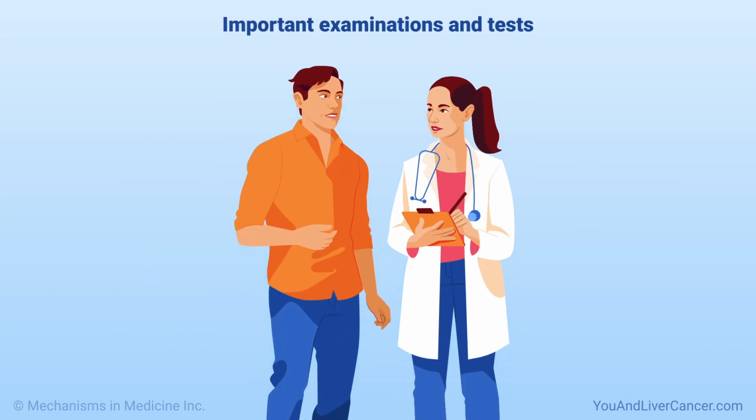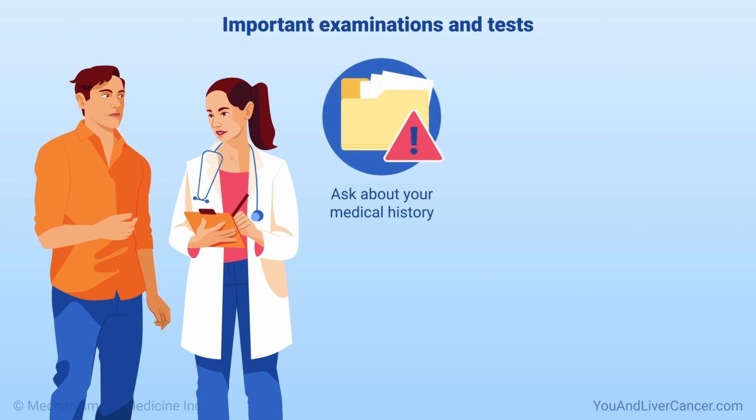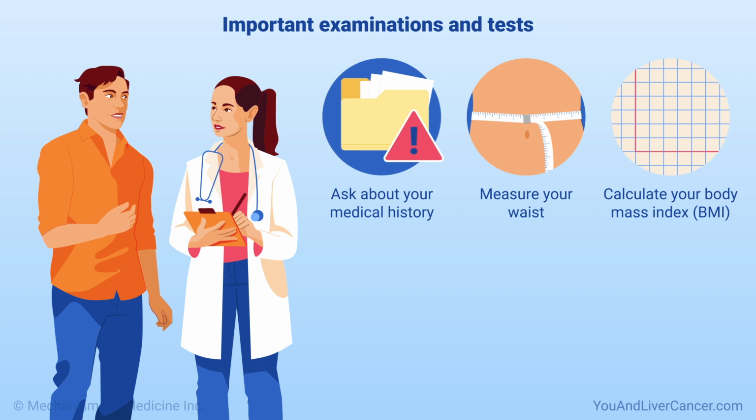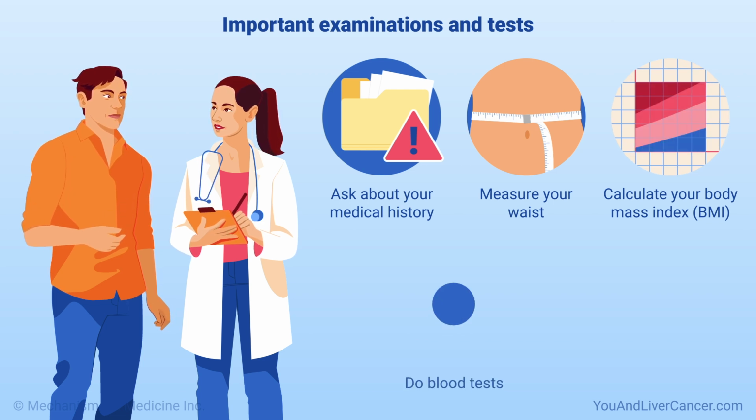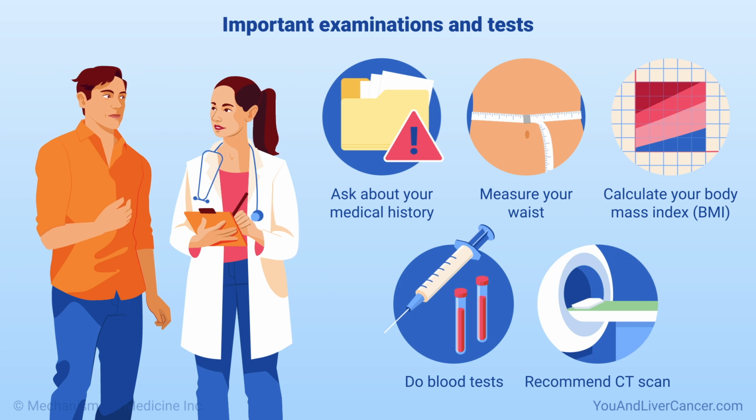If you have MASLD that may progress to MASH, your doctor will probably ask about your medical history and any conditions that could harm your liver. Measure your waist. Calculate your body mass index, or BMI, the amount you weigh for your height. Do blood tests to check liver enzymes, cholesterol levels, and any signs of liver scarring, as well as hepatitis C. And recommend a CT scan to check for liver scarring.